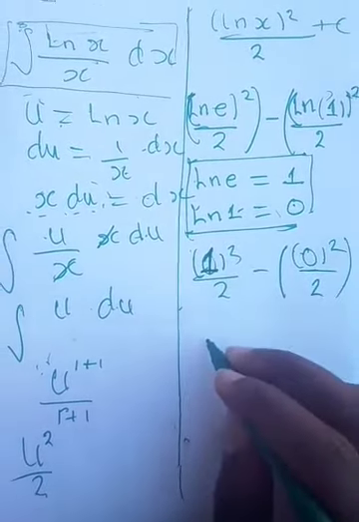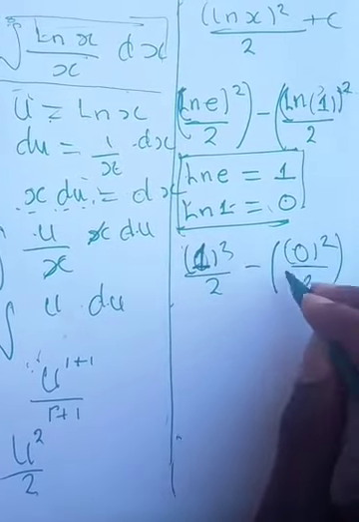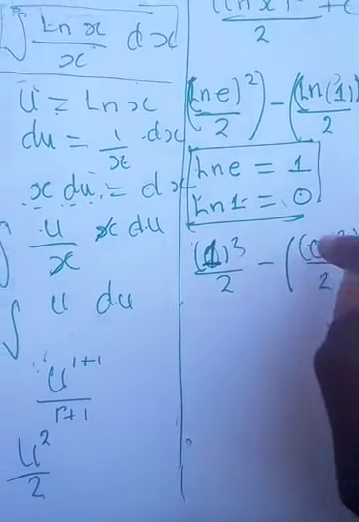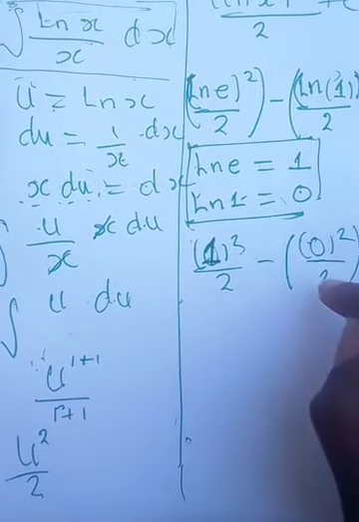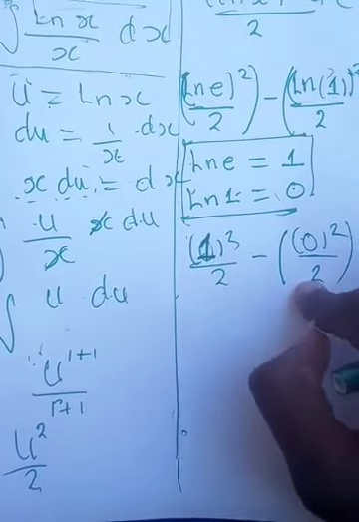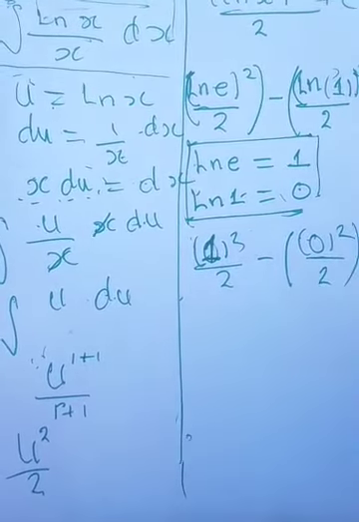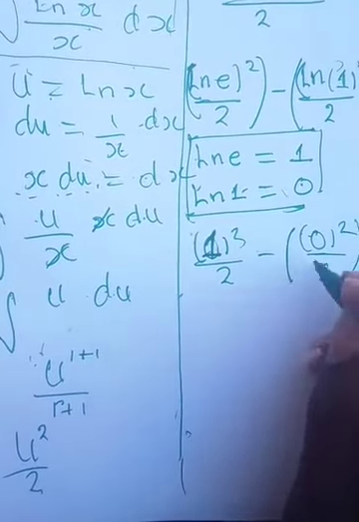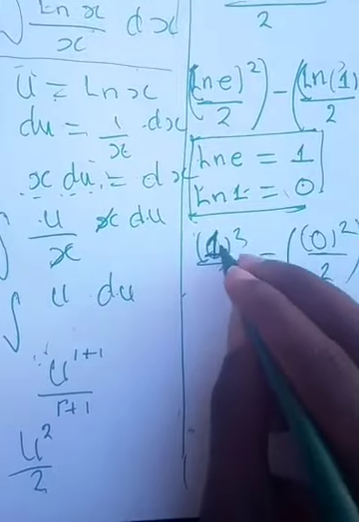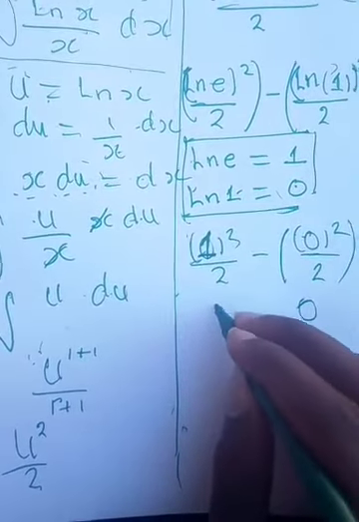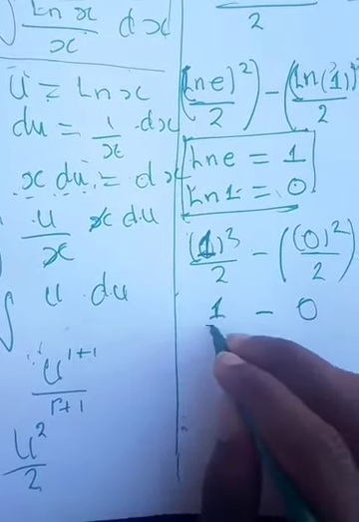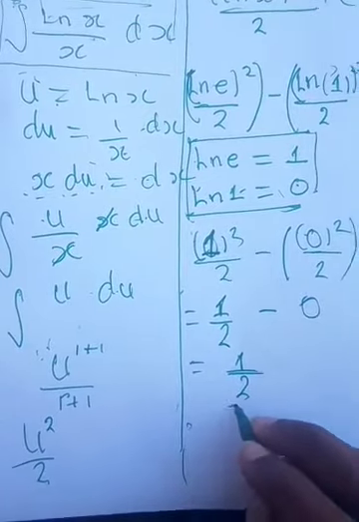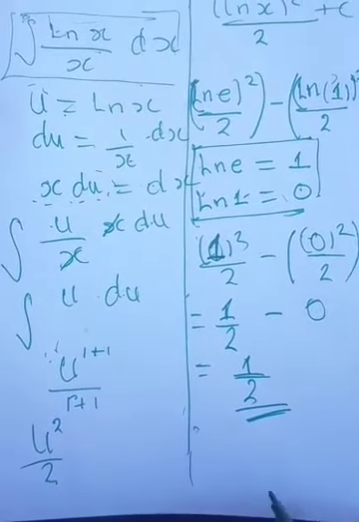Okay, so when you simplify this one, it won't give you undefined because 0 is on the numerator instead of the denominator. If 0 was on the denominator, it would have been undefined. So it's just going to give you 0. This one, because if you raise 1 to the power of 2, it's still gonna remain 1, right, over 2. So the final answer is simply going to be 1 over 2. So just like this, you're done.